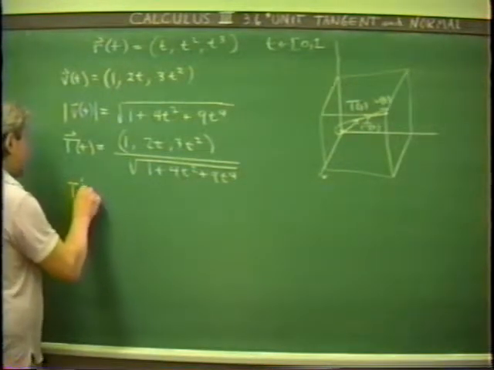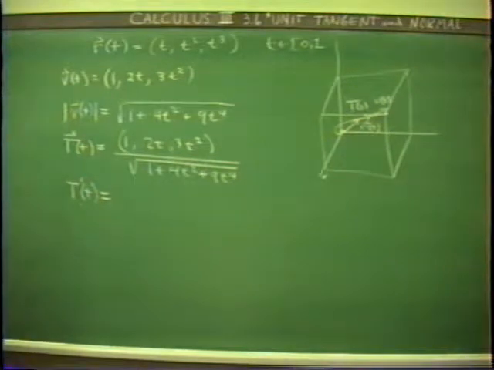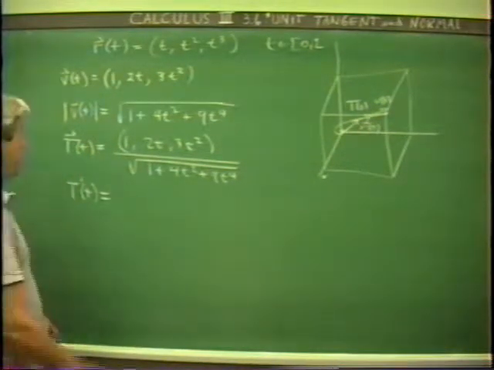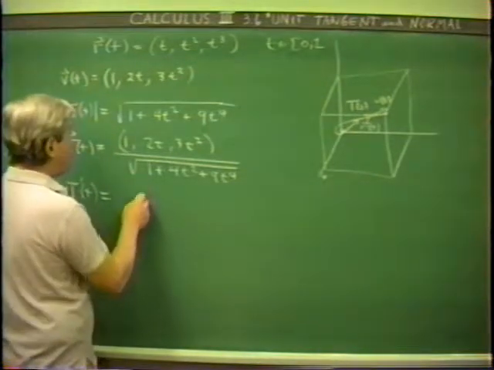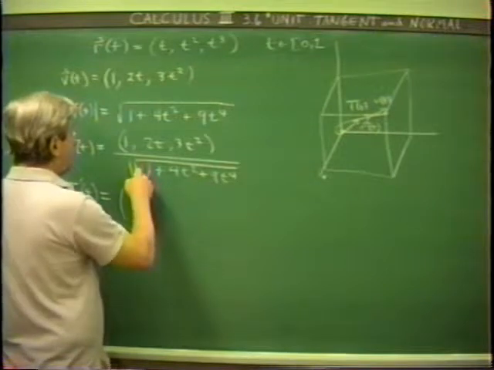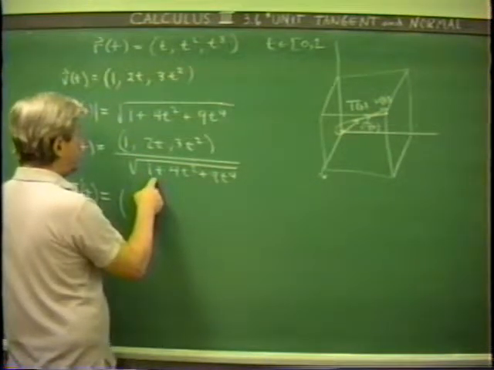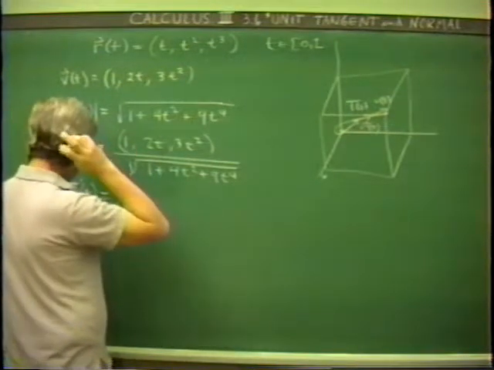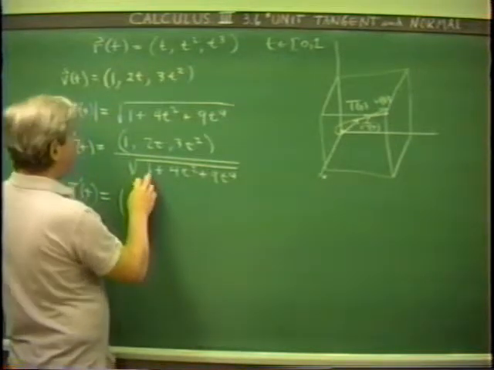All right? Now, to find N(t), we first of all want to find T prime of t. Now, in each component here, we've got a quotient. So, in the x component here, we've got 1 over this.